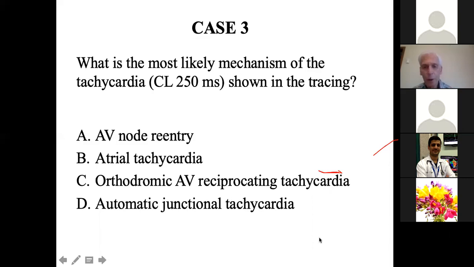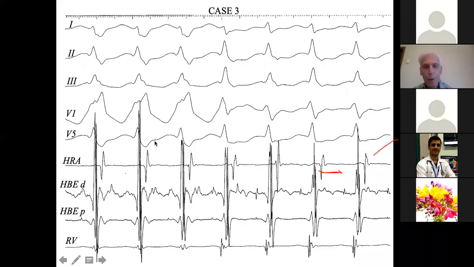So let's look at that. If it's ORT, it's going to be a right-sided pathway because the high RA is preceding the septal A. It's very unlikely you would see that with a left free wall pathway or even a septal pathway. With a right-sided pathway and a right bundle branch block, the VA interval is measured from the onset of the QRS to the A. As long as you measure the same A it doesn't matter which one, but the cleanest A is in the high RA.